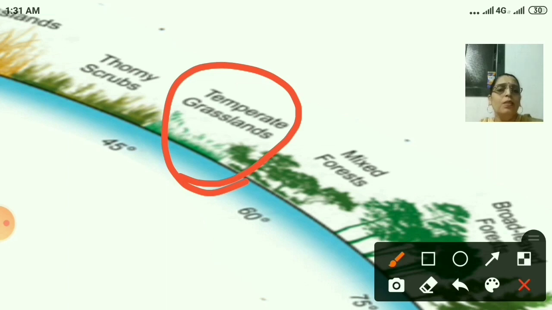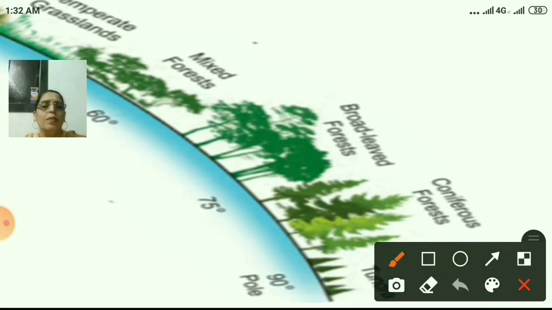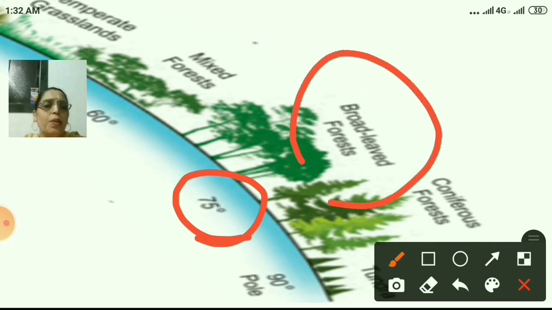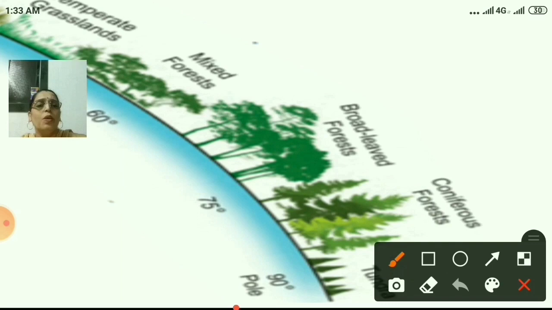Then on 60-degree, mixed forest. On 75-degree you can see broad-leaved forest, and between 75-degree and 90-degree you can see coniferous forest. And students, on the 90-degree pole you can see tundra.